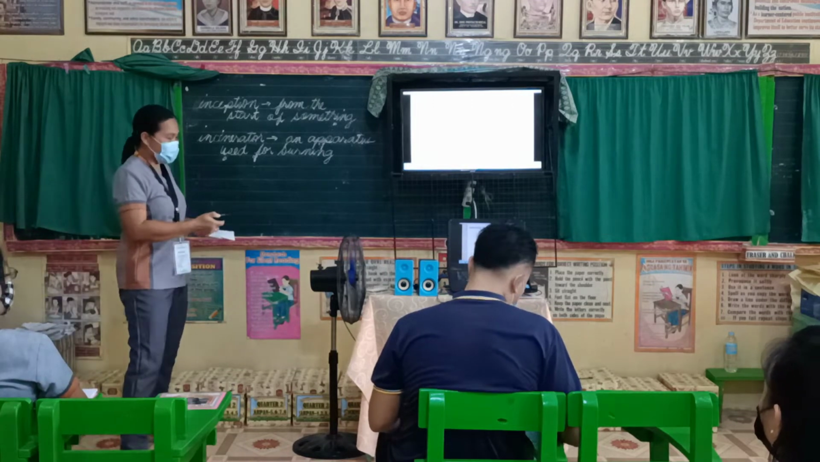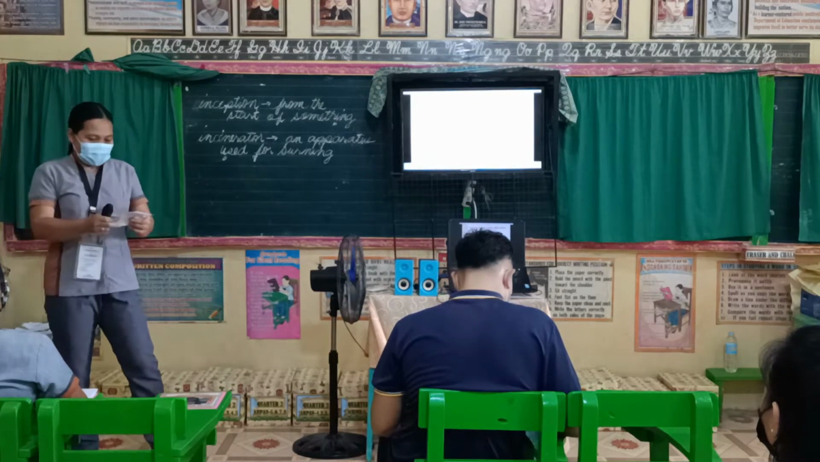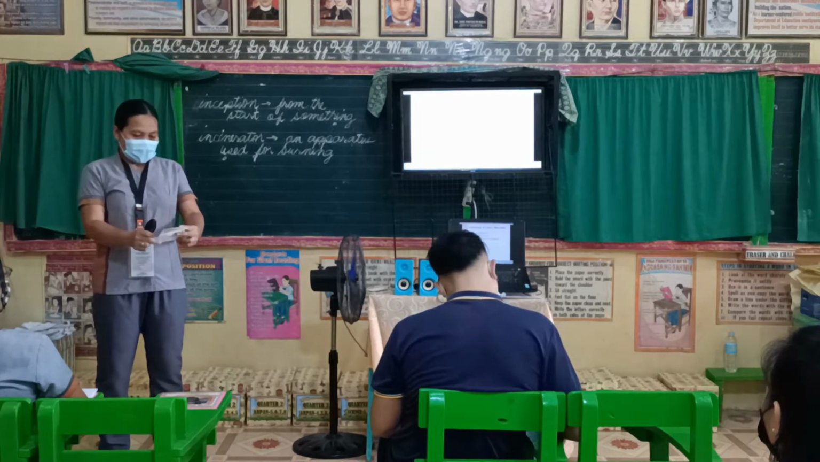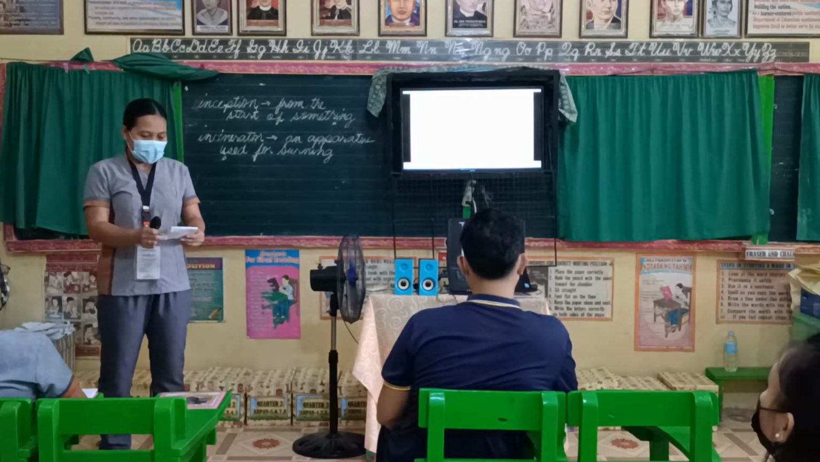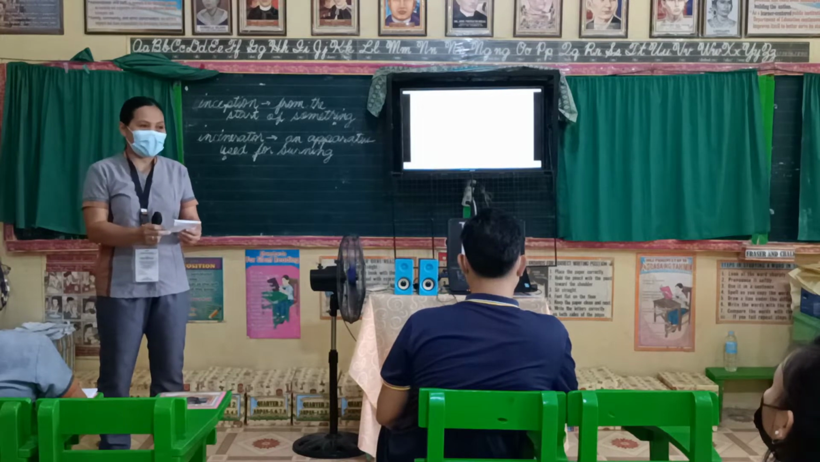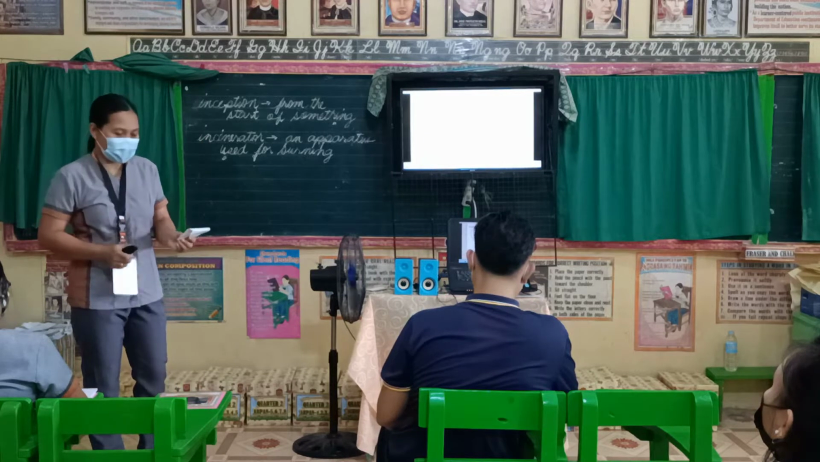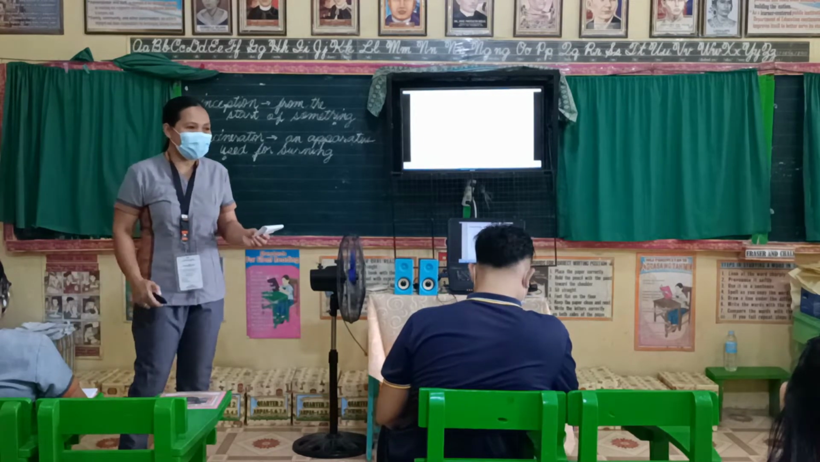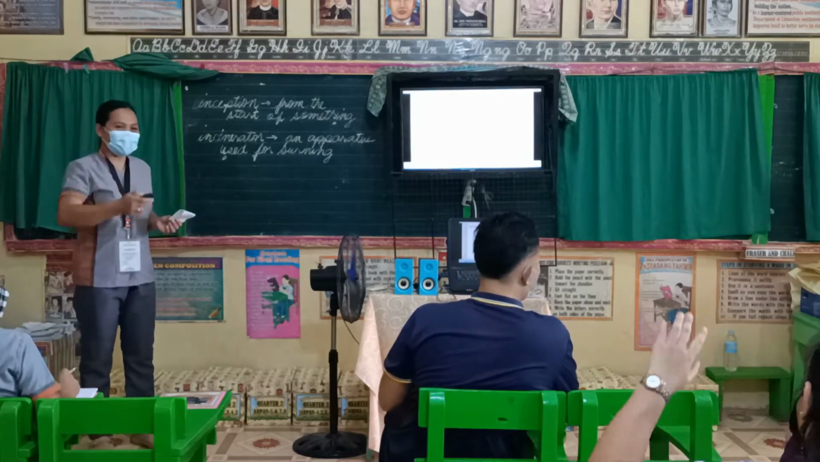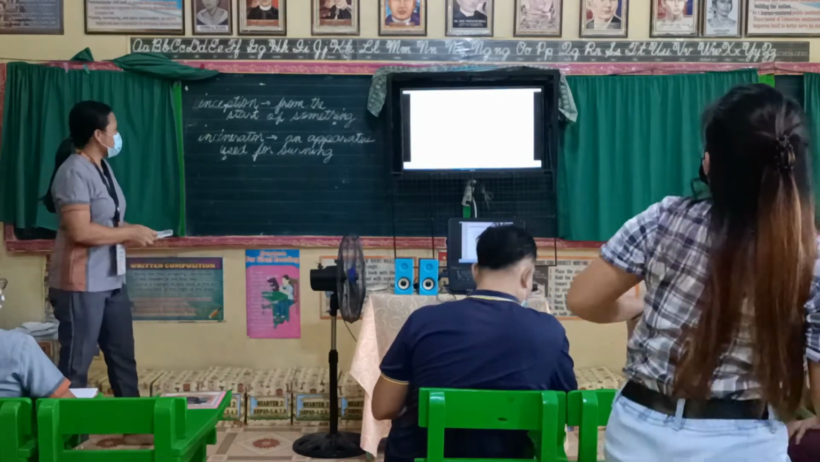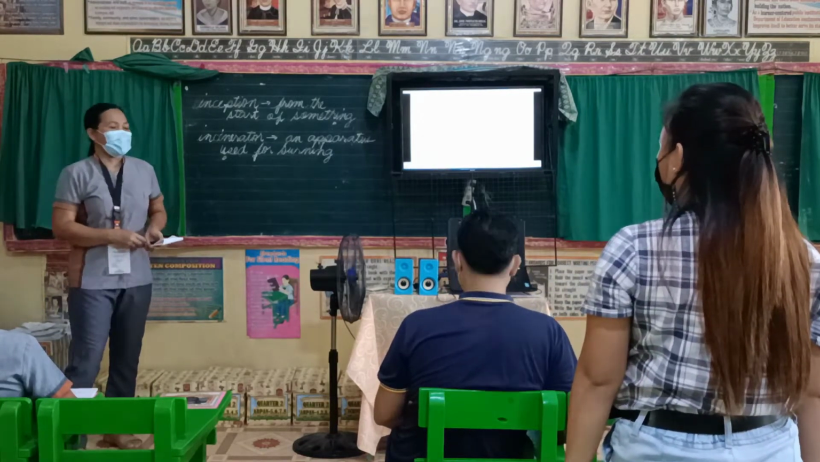For our next word, process of salvaging. Okay, I will read the sentence. Okay, this is our sentence. Waste products undergo the process of salvaging to minimize the problem of waste disposal. What do you mean by the word salvaging? Anybody? Rona? Process of salvaging is to use or rescue something.